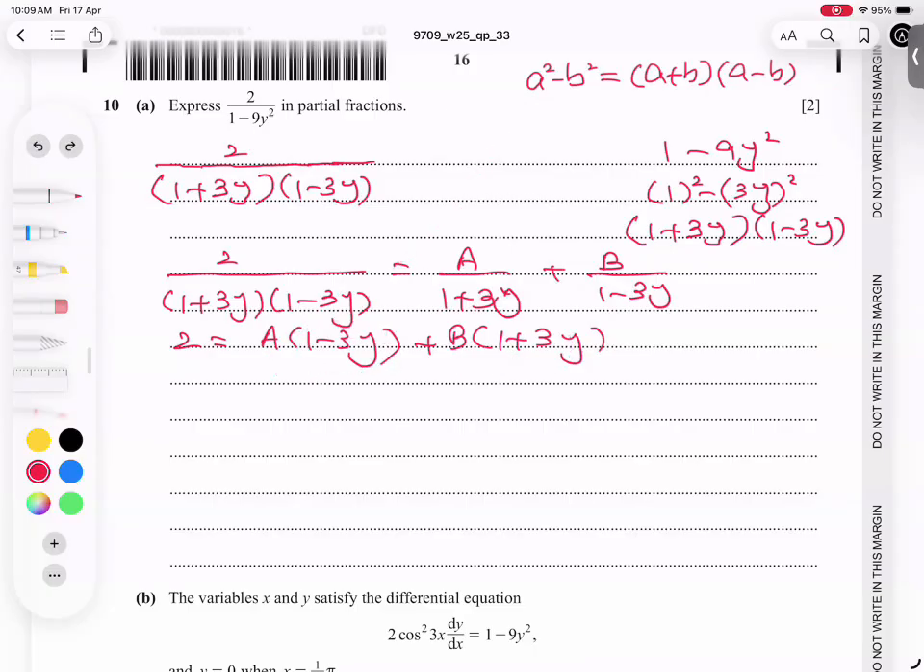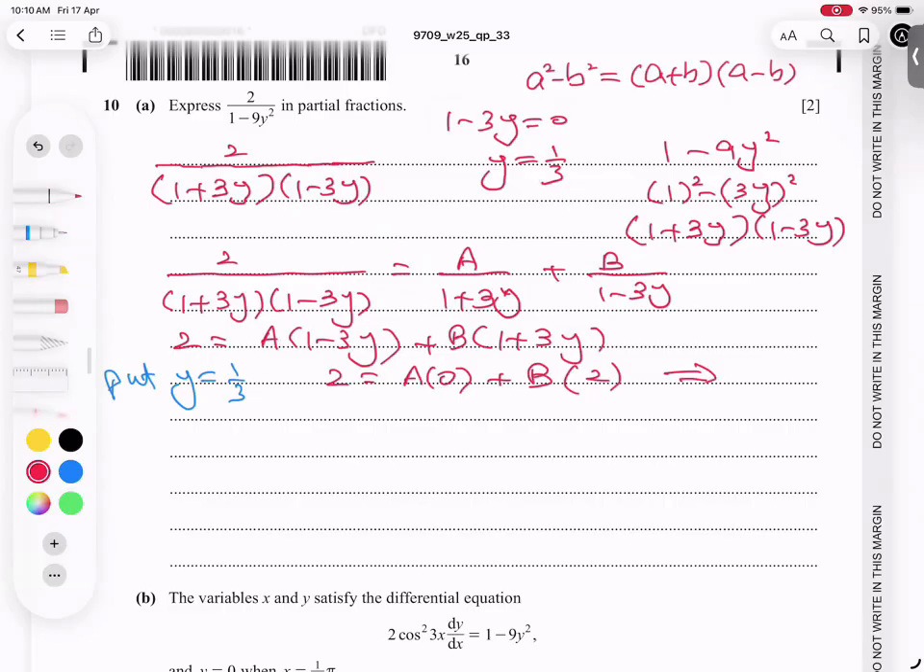When I put this equal to 0, the y value turns out to be 1 over 3. If I plug the y value 1 over 3 into the whole equation, basically 1 minus 3y is equal to 0. So left hand side 2, right hand side a times 2, and b times 0. But when I plug in 1 by 3 here, the 3 cancels and 1 plus 1 is 2. We are getting b value 1.